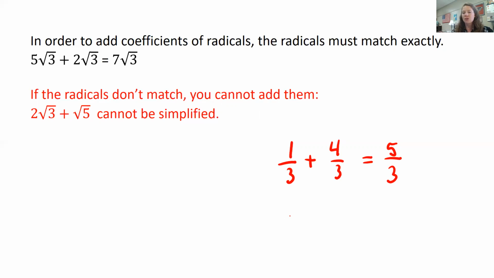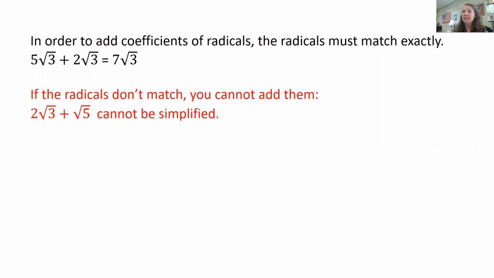If I asked you to add 1/2 plus, I don't know, 4/7, am I allowed to add those? No, because they don't have common denominators. I would have to find common denominators first. Well, that's kind of the way I think of radicals.